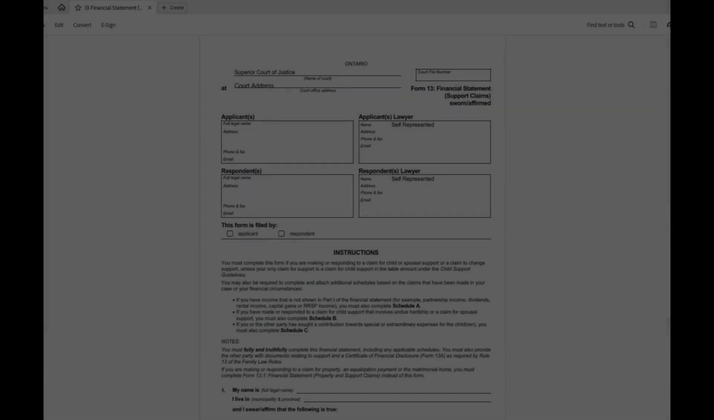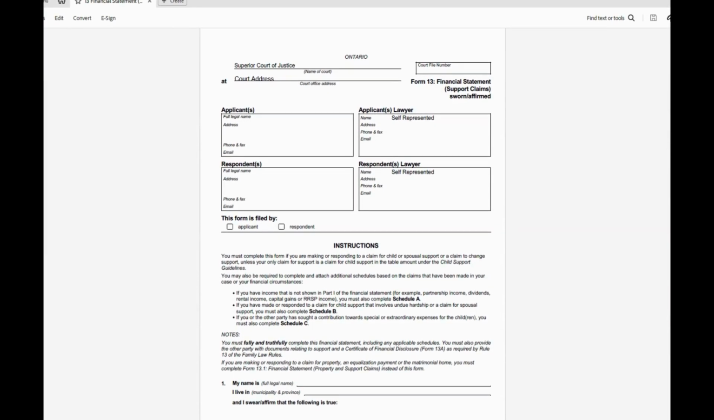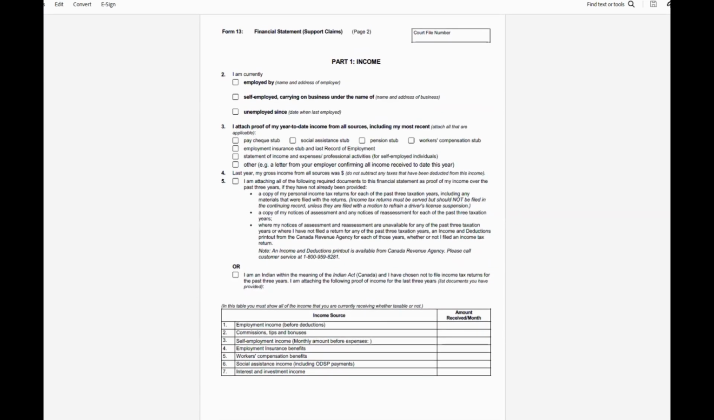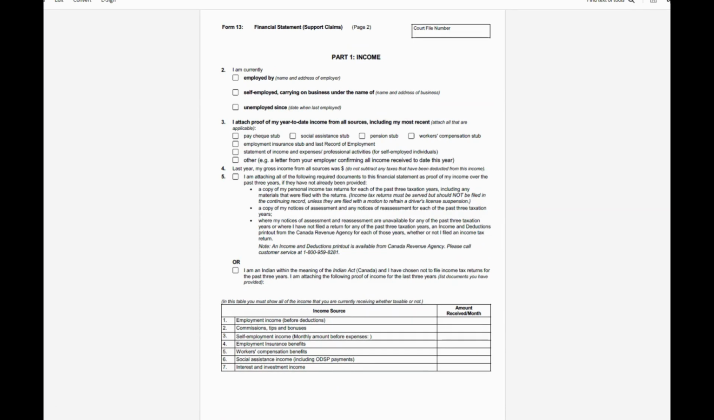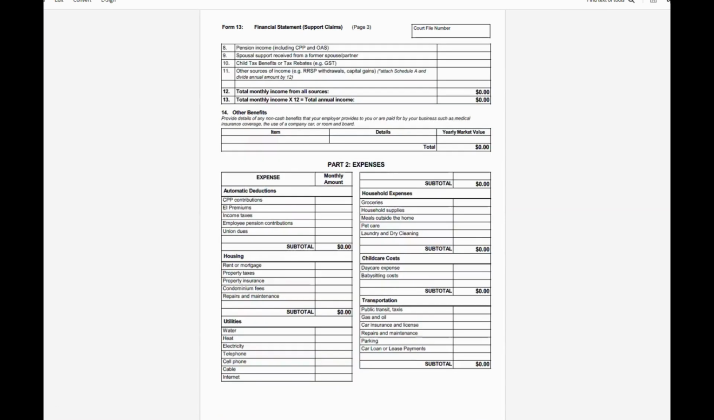So if there are no property issues, okay, you can just fill out the form 13. Form 13, you need to put in your income, your expenses, and these expenses are on a monthly basis. It breaks down to specifics such as rent, mortgage, clothing, etc. And you need to put in your assets and debts. Okay. And this one is also a sworn document.